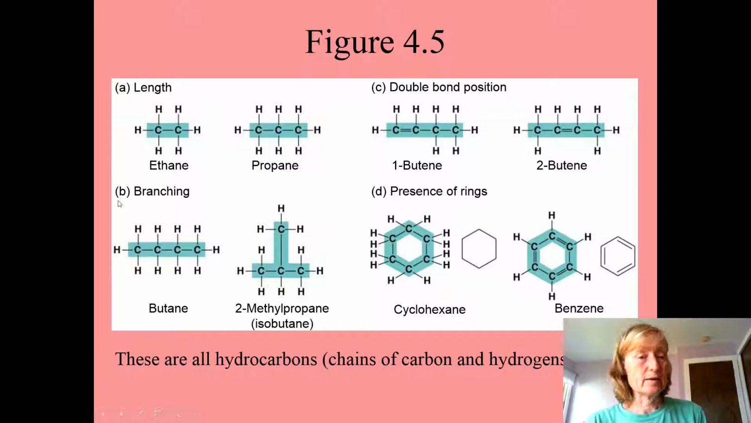In part B here, a molecule could be straight or it could have a branching pattern to it. Butane and isobutane have the same number of carbons and the same number of hydrogens, but they have a different shape, don't they? Because of this branch that comes off of carbon 2 here, all right?